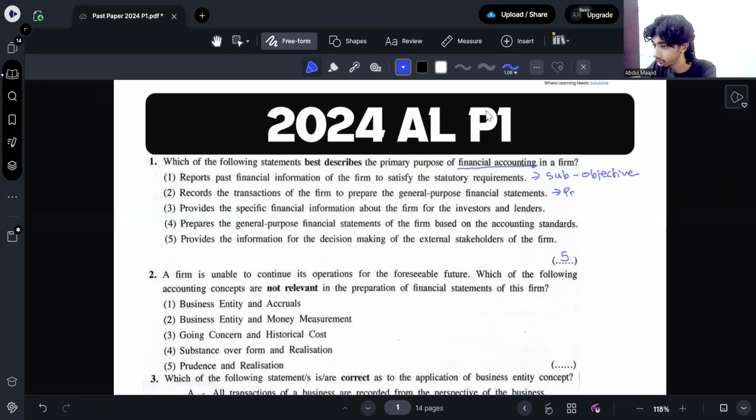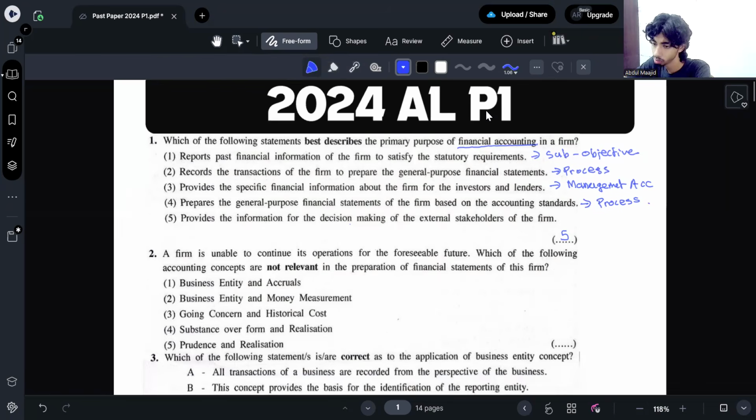Records the transaction of the firm to prepare general purpose financial statement. This is the process, not the purpose. Provide specific purpose, that's about management accounting. Prepare general purpose financial statement of the firm based on the accounting standards. Again, that is a process. So the answer which best describes the primary purpose of financial accounting is the fifth one. Provides information for the decision making of external stakeholders of the firm.